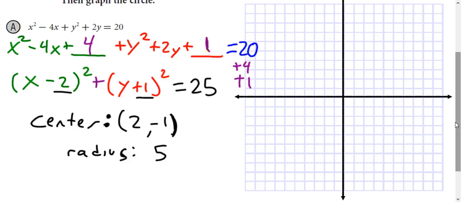So if you know the center and the radius, you can graph. All you do is you go to the center, 2, negative 1, and put a point. And then you measure out the radius. You count out the radius. Radius means you go 5 every direction. It's easy to go 5 units up, down, right, and left. So let's do that. 5 up. 5 to the right. 5 down. And 5 to the left.